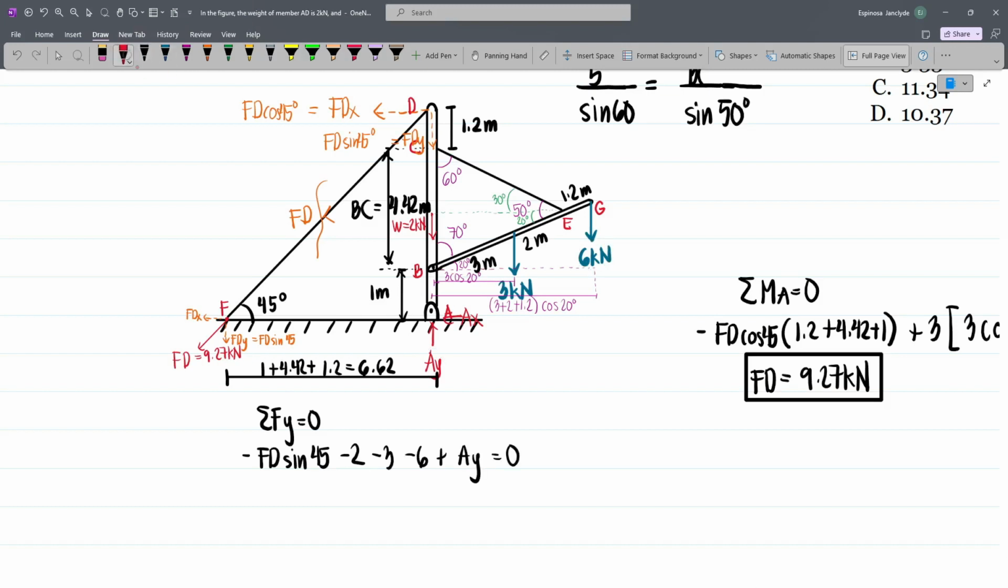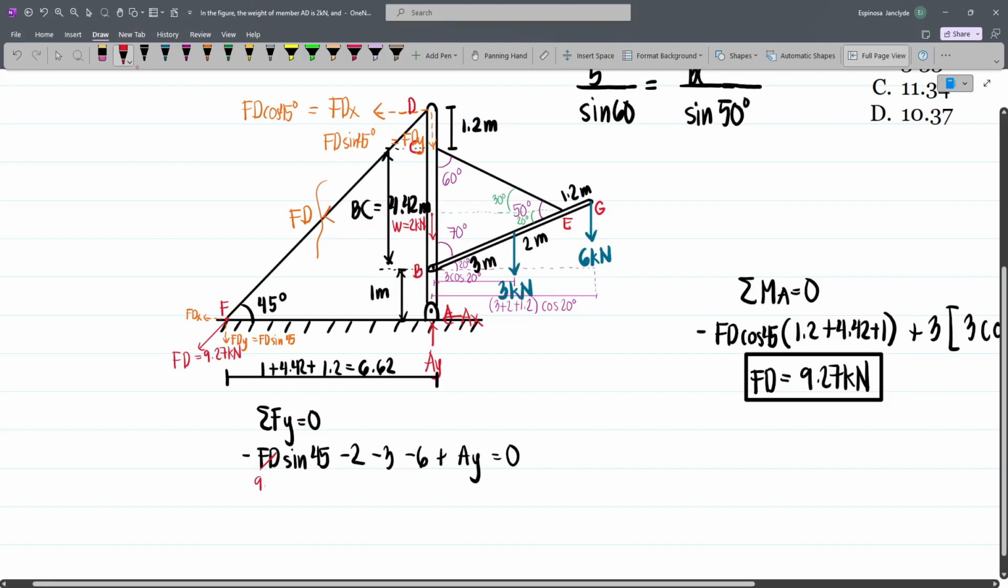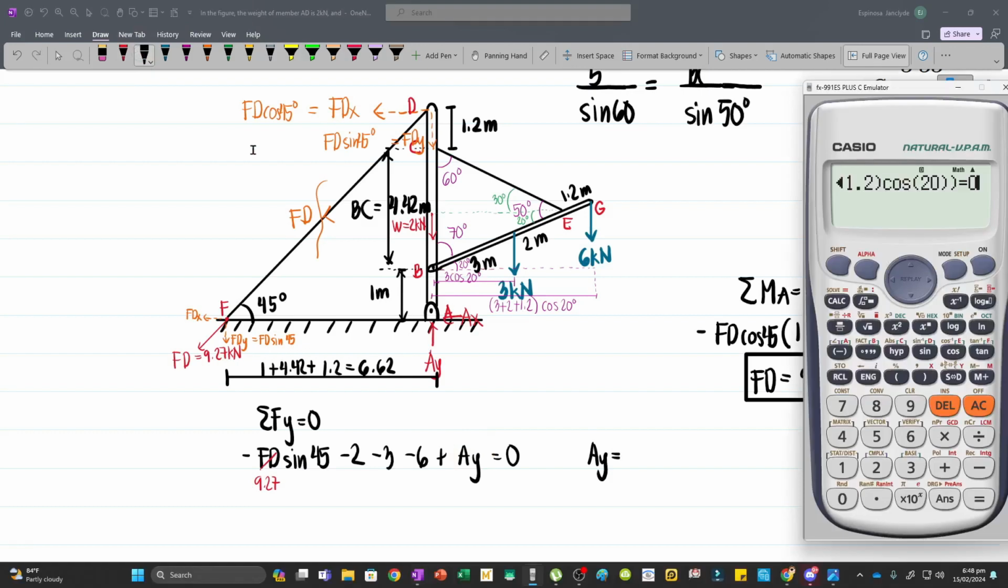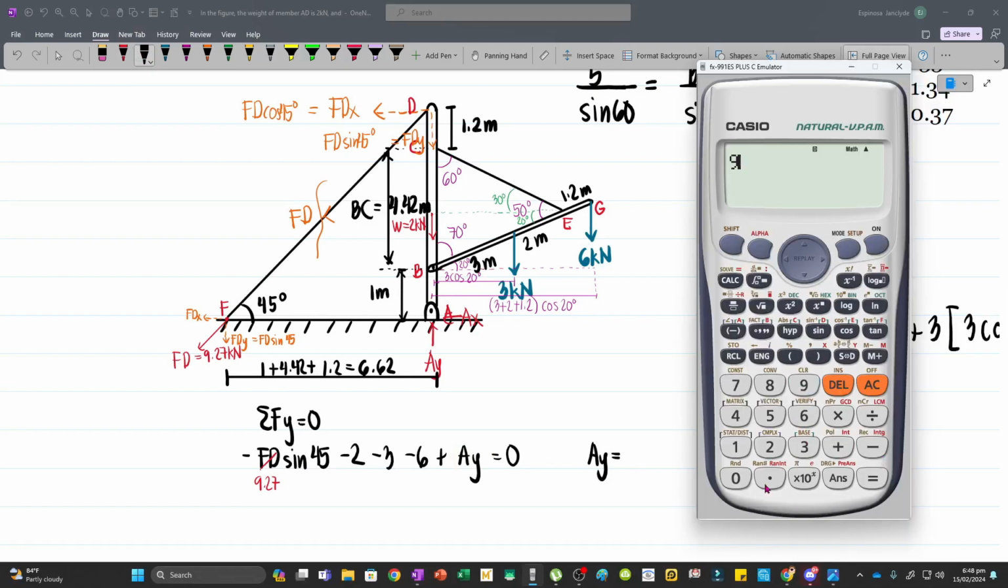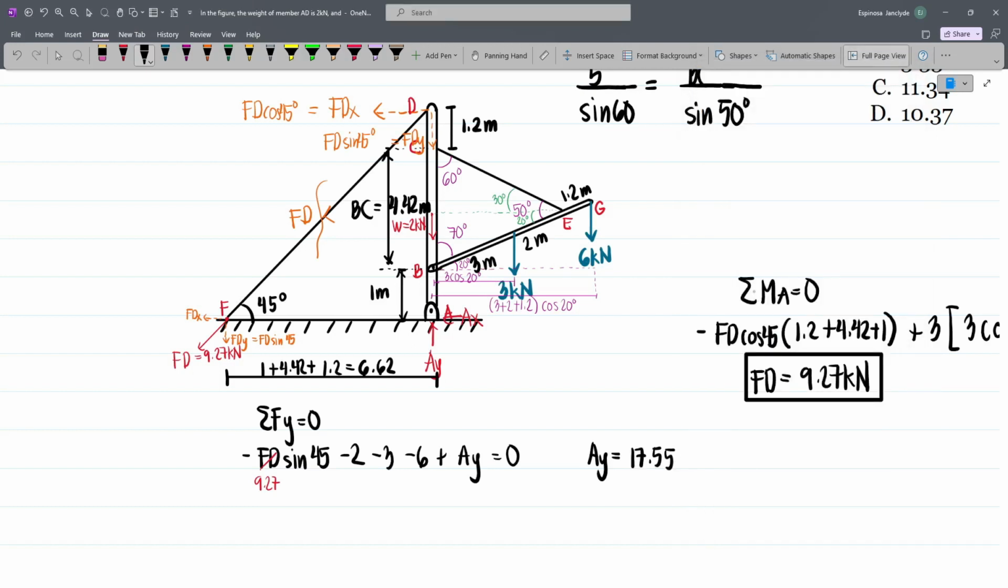However, we know that FD is equal to 9.27. And so masosolve na natin yung AY. And so using our calculators, meron tayong 9.27 sine 45 plus 2 plus 3 and then plus 6. That will be our AY. And so that's 17.55. And then this is kN.